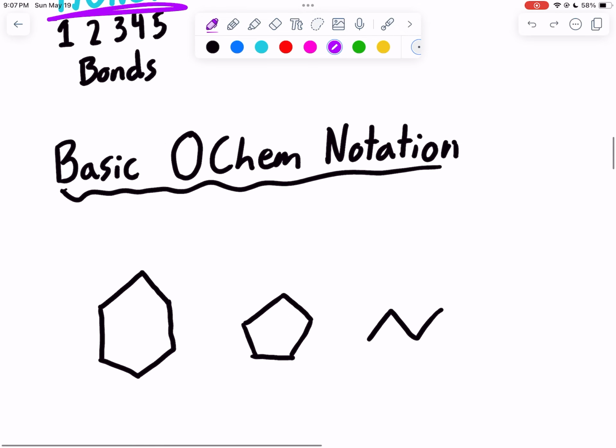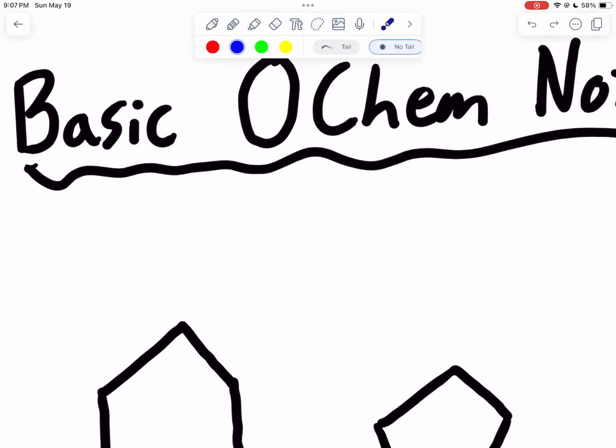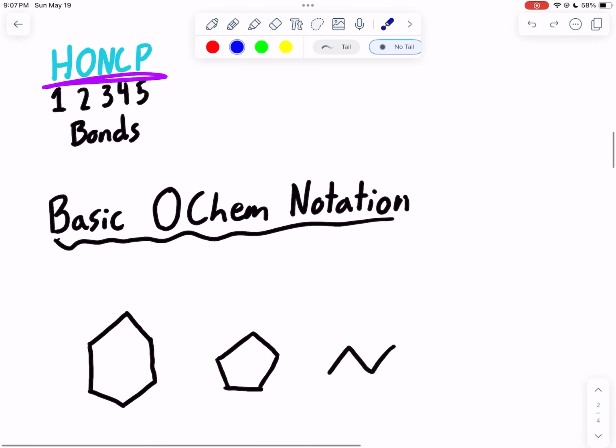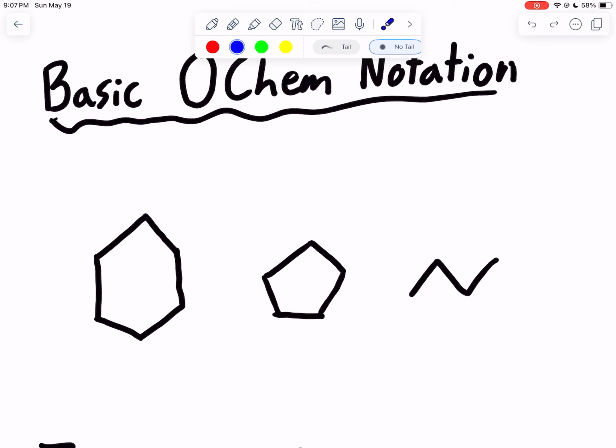And now I'd like to bring us to the basics of OChem. OChem, as in organic chemistry, the study of carbon. This is just the basic notation. I'm not diving in at all to anything related to OChem, really. This is just the basic notation that might show up in your course, and I will use it in future videos, so it's good to know.